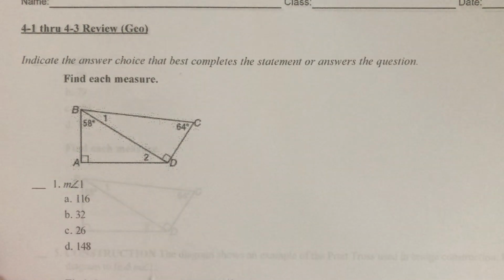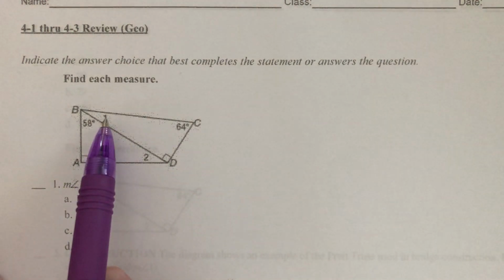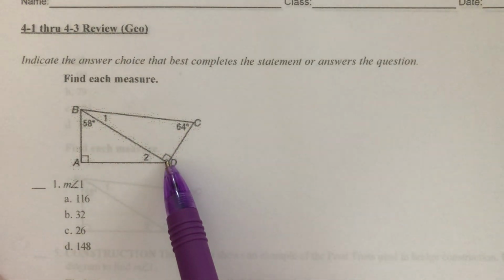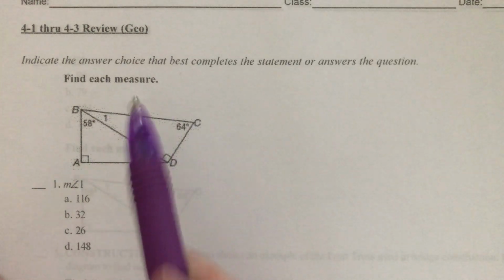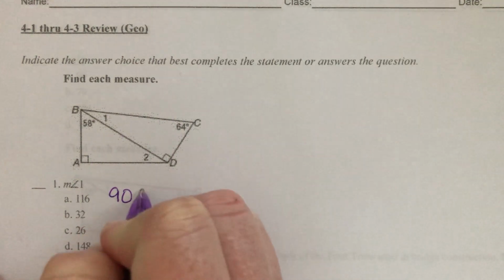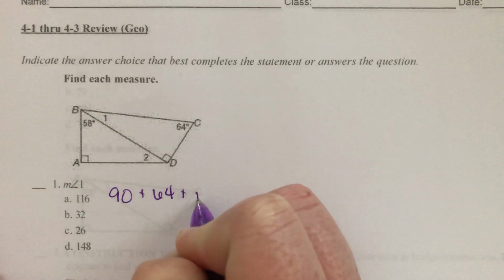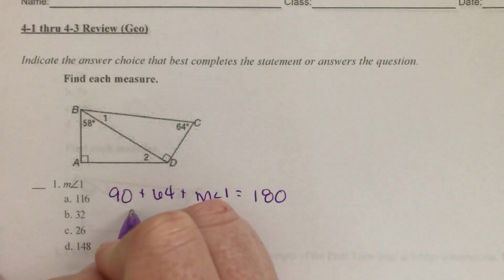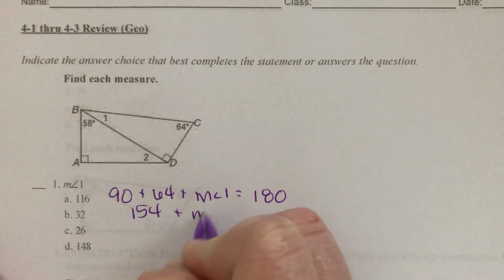Okay, number one, find each measure. So we're finding the measure of angle 1, which is here. We can see this is one triangle. We have a 64-degree angle, a 90, and angle 1, and we know they all add up to 180. So 90 plus 64 plus whatever angle 1 is, all add up to 180. 90 and 64 is 154.